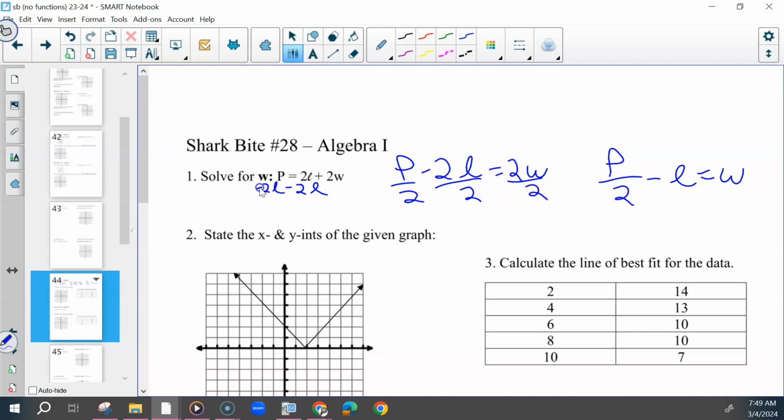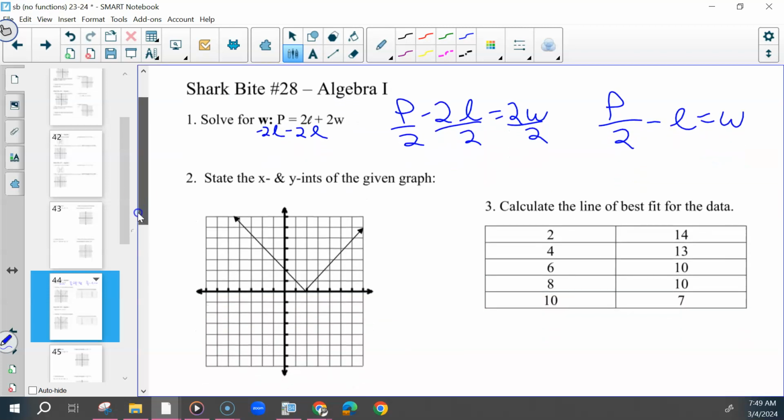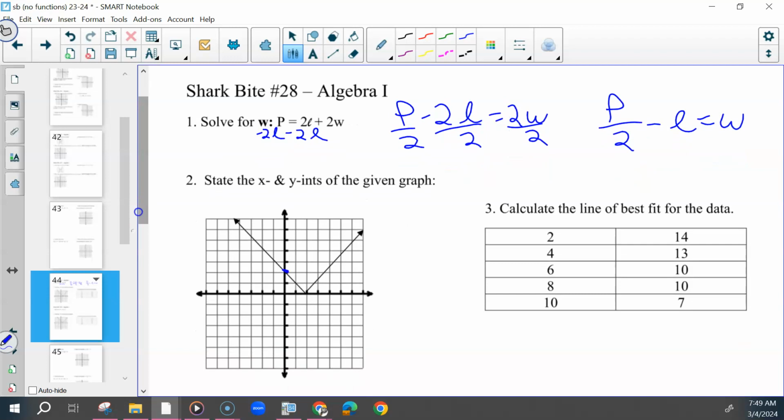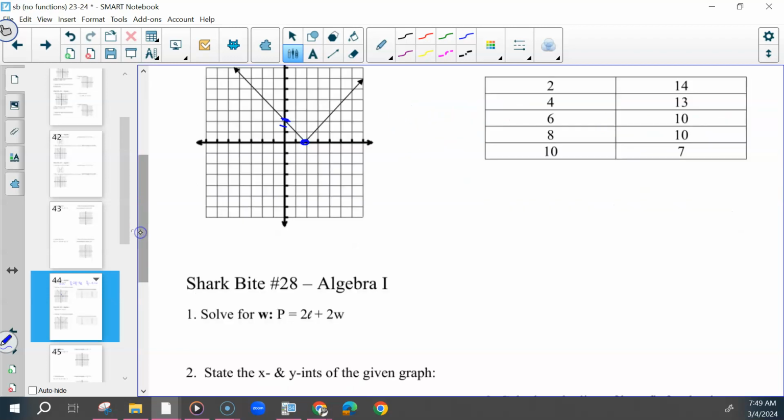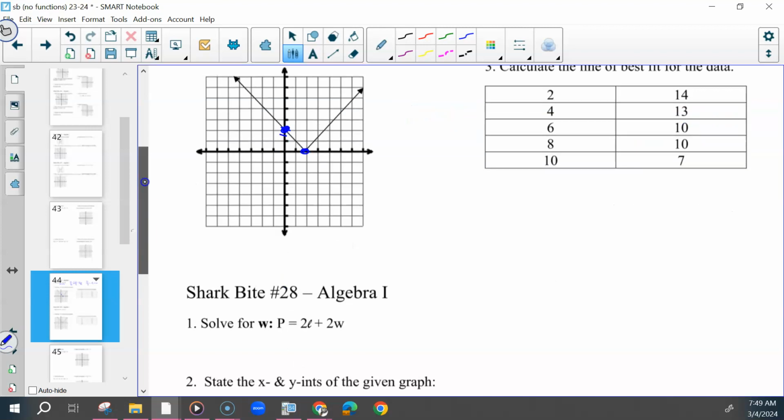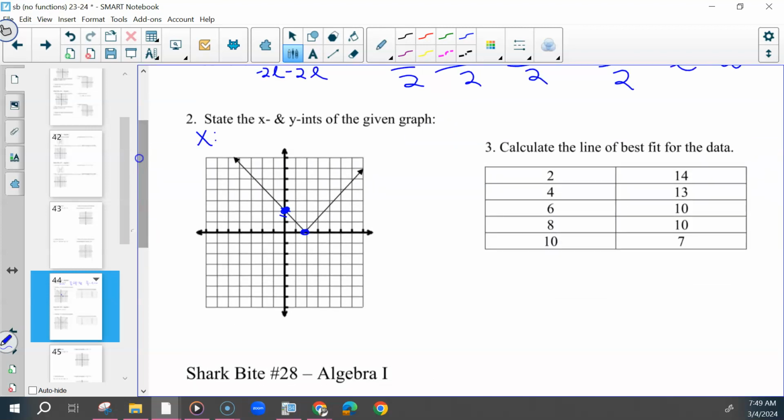For number 2, the x and y intercept was one of each. One x intercept, one y intercept. I said that backwards as I was having the points. So the x intercept was at 2, 0. The y intercept was at 0, 2.